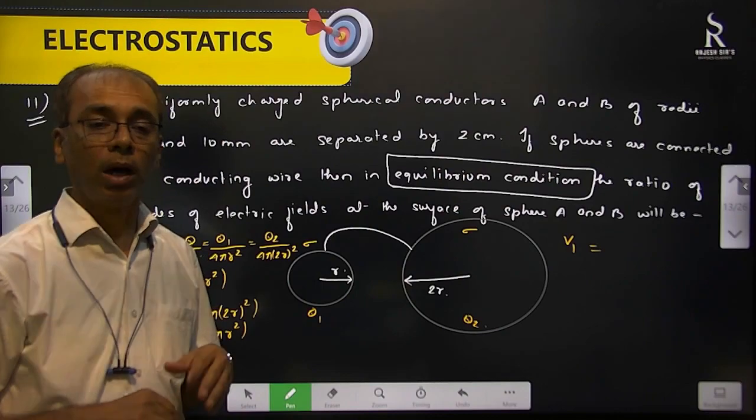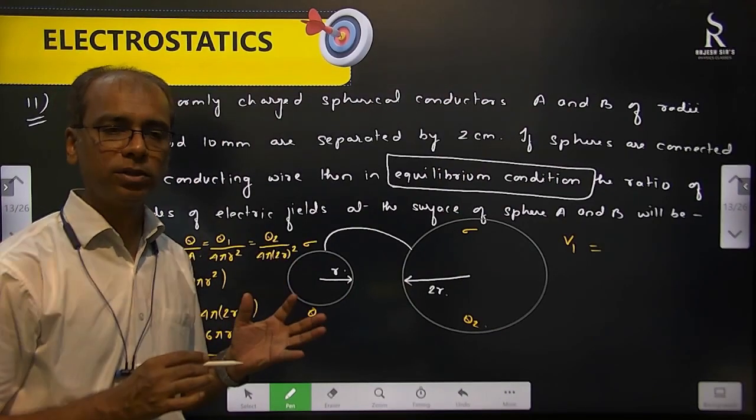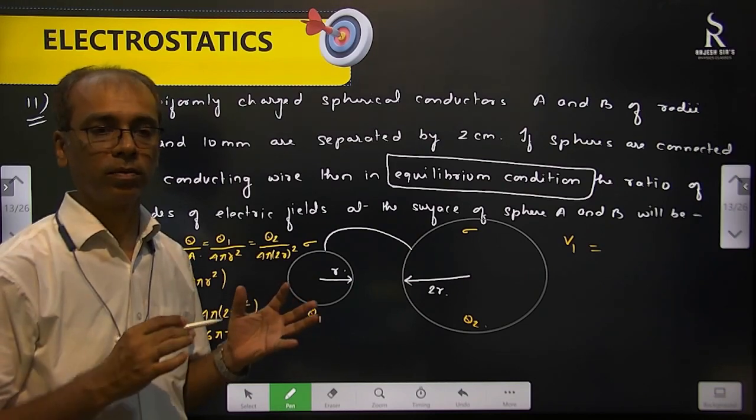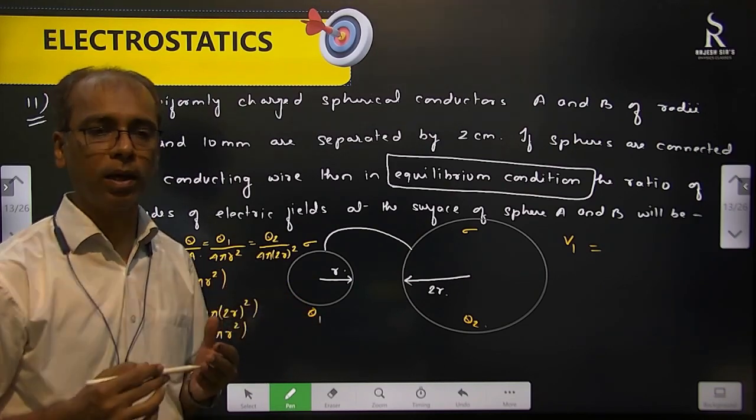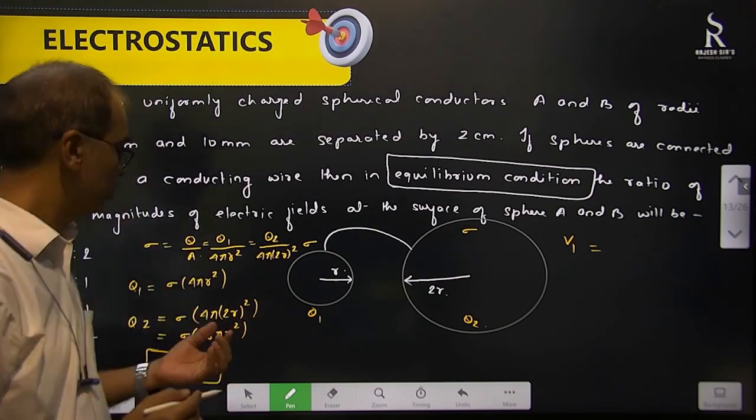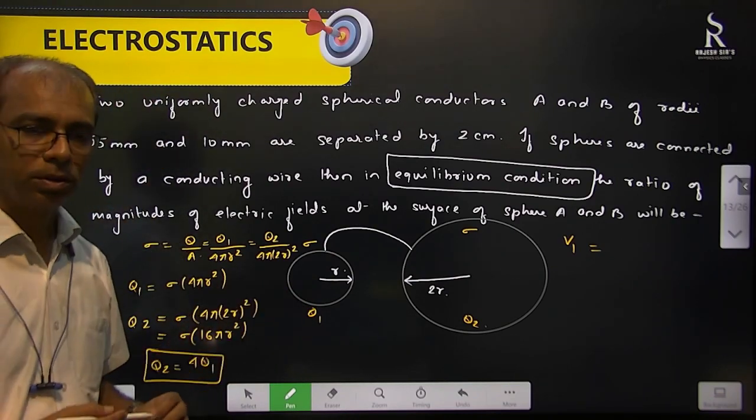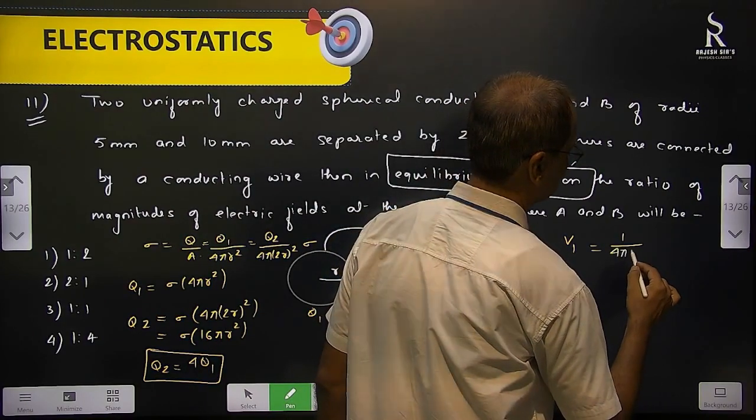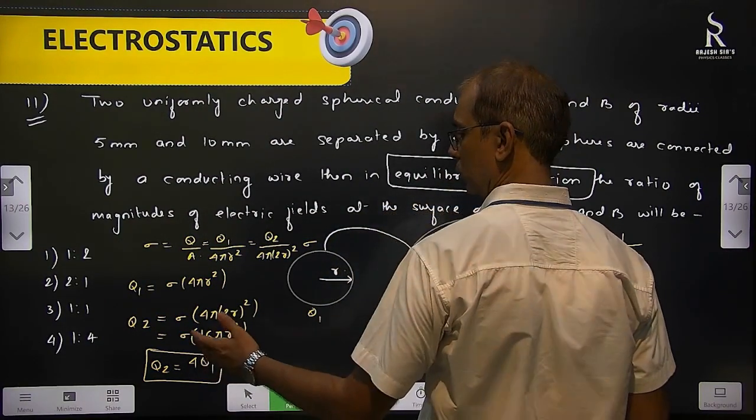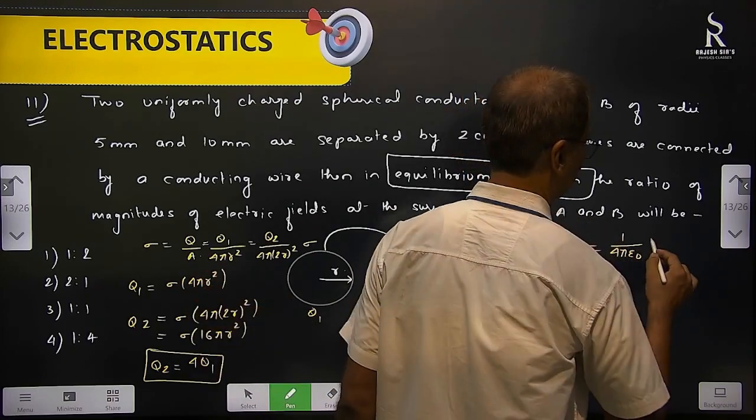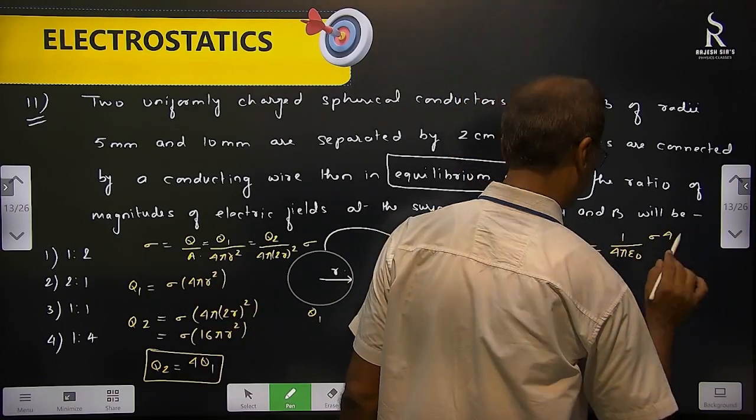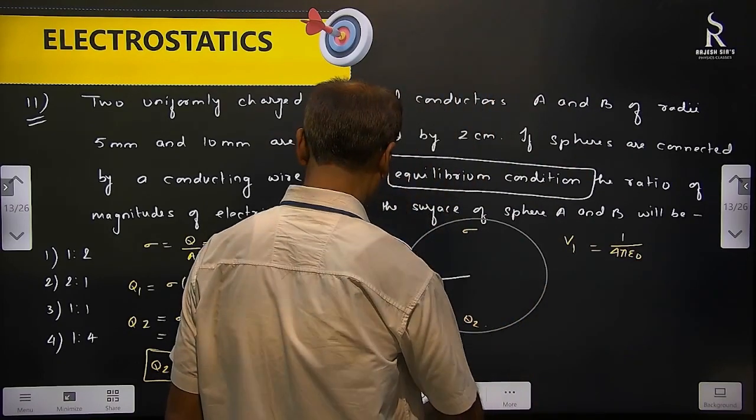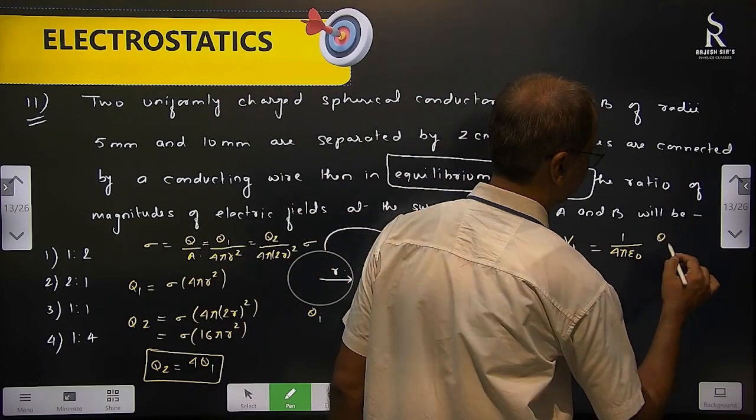Okay. How did we find potential? Total charge, 1 by 4 pi epsilon naught Q by R is the potential. How much is Q1? We already know. So 1 by 4 pi epsilon naught Q1 is sigma into 4 pi R squared. Let's write Q1 only, because now we have the Q2 and Q1 relation. Okay, so Q1 by R.